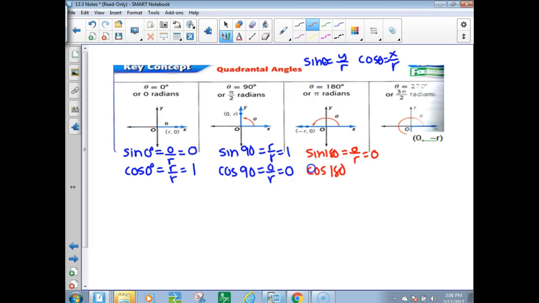The cosine of 180, what do you think? I'm going to quit writing this over r thing. Negative r over r would be negative 1. What you need to know for quadrantals is sine and cosine are 0 or 1 or 0 and negative 1 all the time. When I get to 270, the sine at 270 is negative 1 and the cosine at 270 is 0.